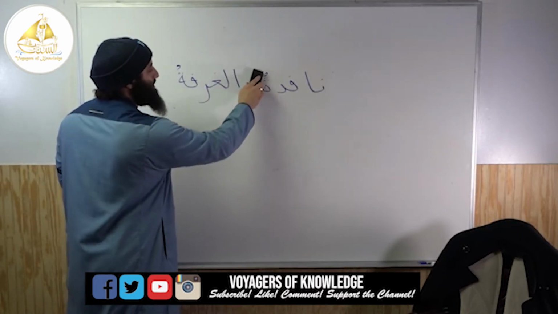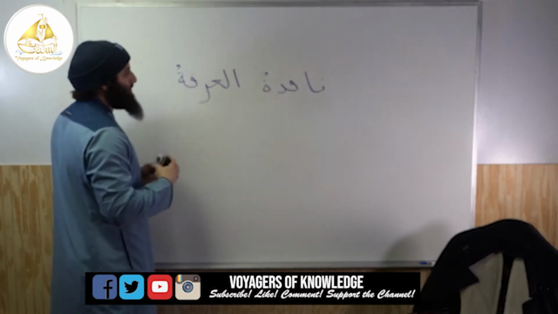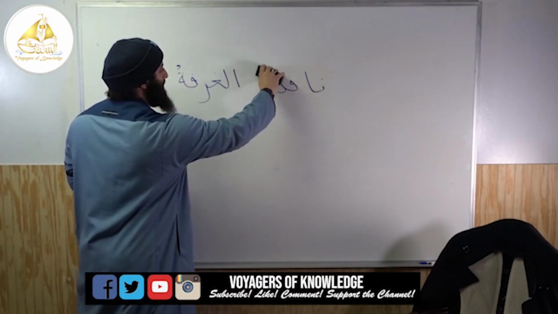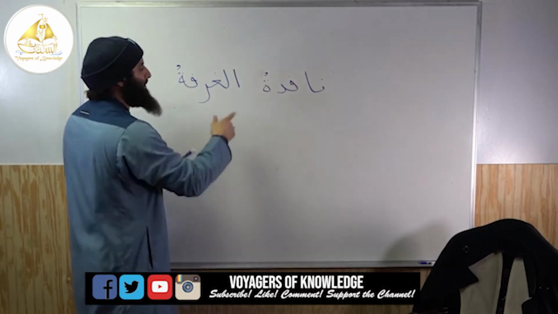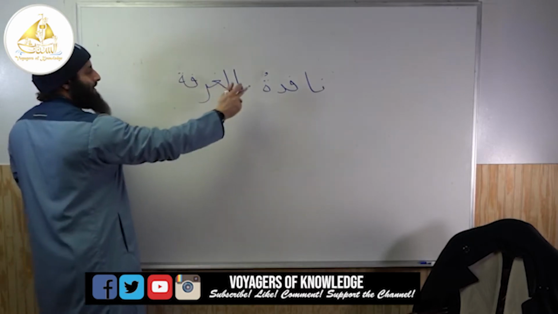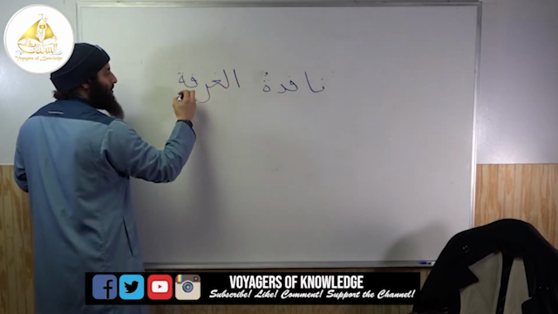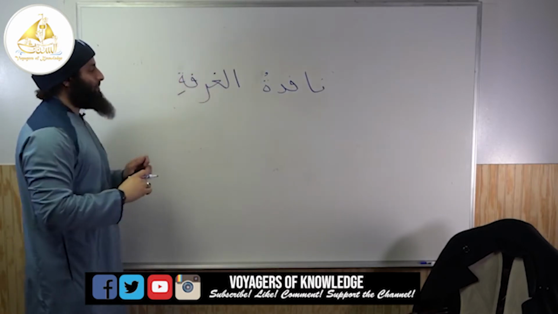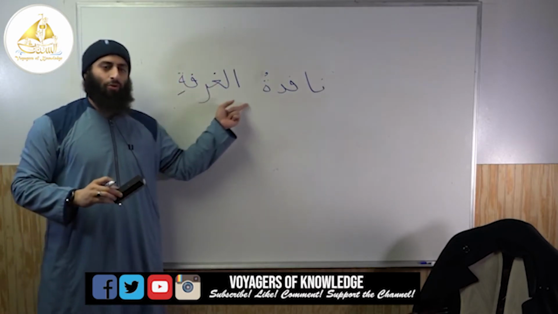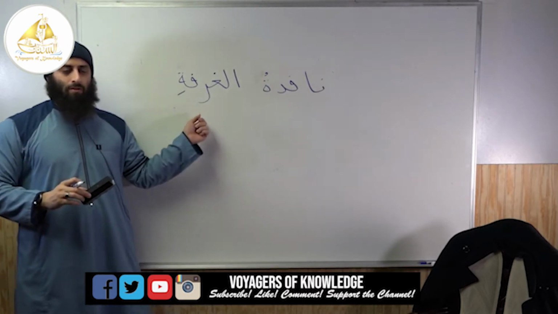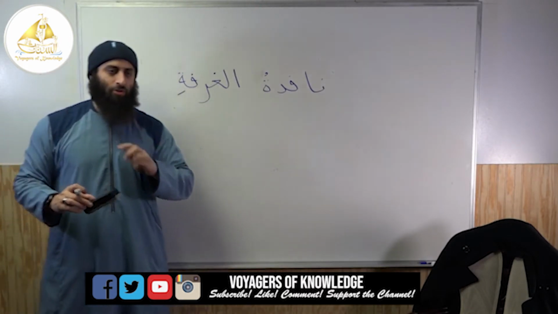So, in order to say the bedroom window or the room's window, you're going to get rid of one of these. Nafidatu. And now you're going to change this also. Nafidatul ghurfati. And that means the bedroom's or the room's window. Remember, there is no al.